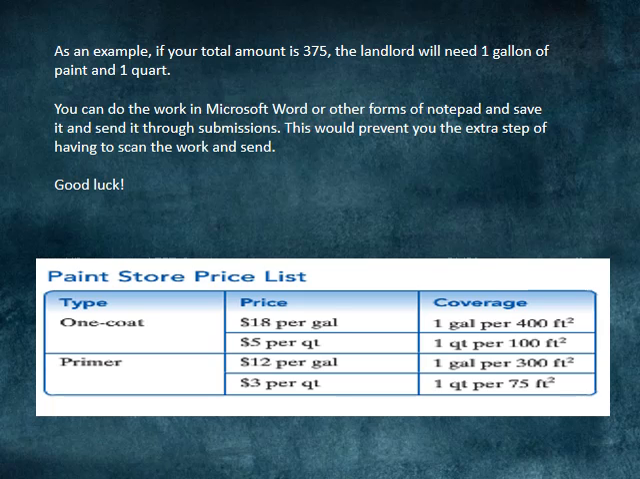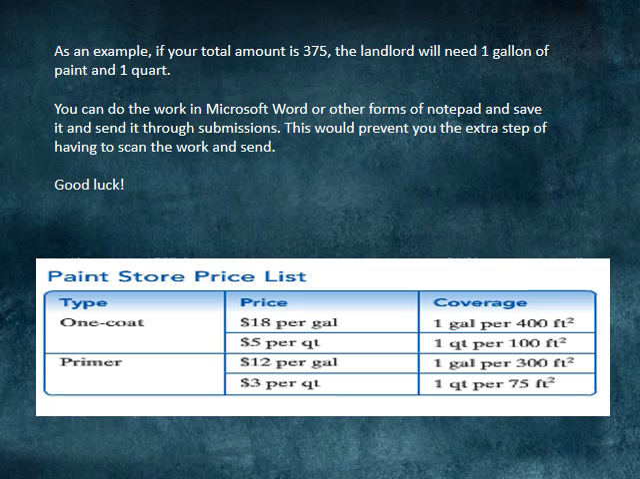We would need 1 gallon, because 1 gallon is 300 square feet, and 1 quart, because 1 quart is 75. When we add them together, we get 375, and that happens to be your total amount. So basically, the landlord would need 1 gallon of paint and 1 quart. So we would look at the gallon of paint, we would say, how much is 1 gallon? $12. We would look at 1 quart, and we would say, okay, you need $3 per quart. If you add them together, that gives you $15. So $15 is the amount. But you need to do that with your amount that you add.